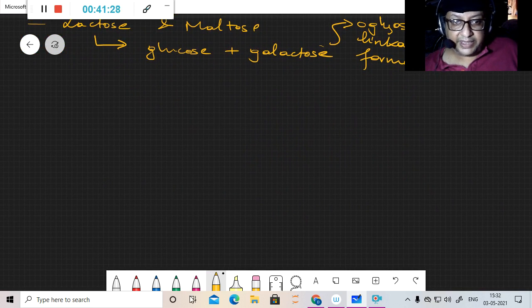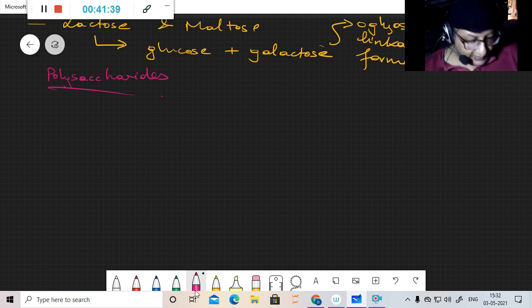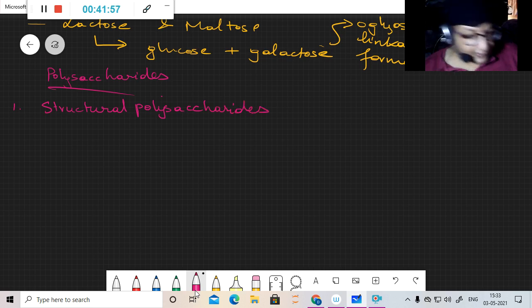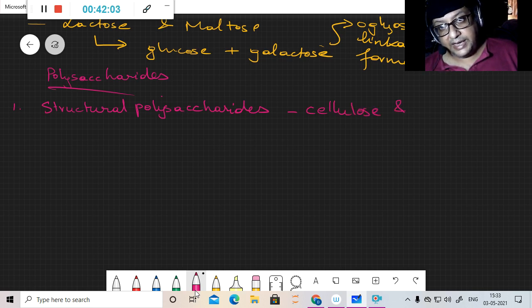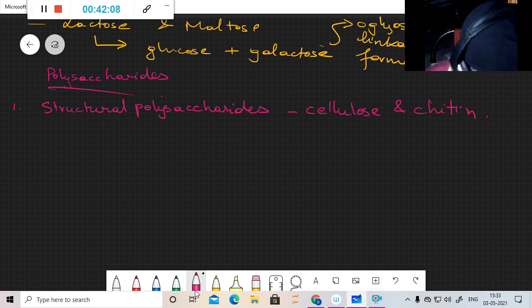Now let us migrate to the next part, which is polysaccharides. As you know, they are divided into structural polysaccharides, famous among them are cellulose and chitin. Let's have a look at the structure of cellulose.